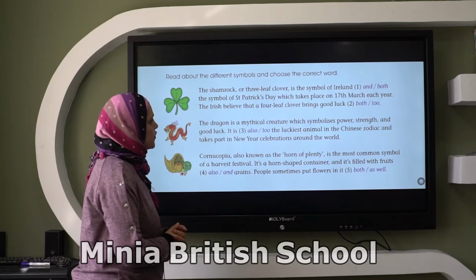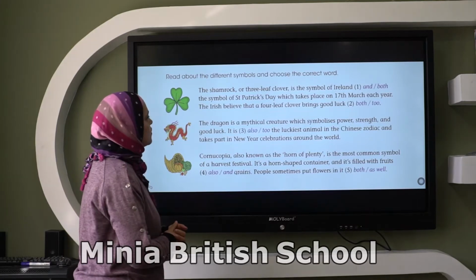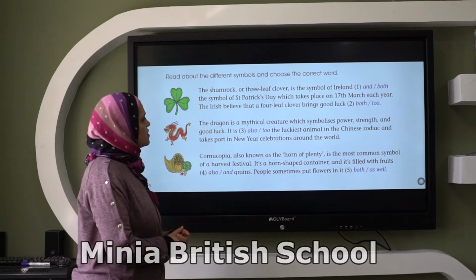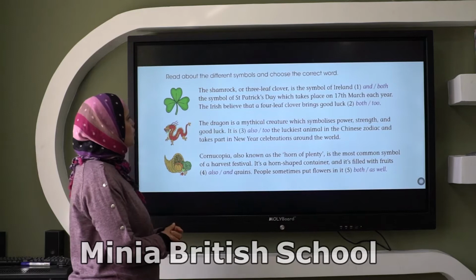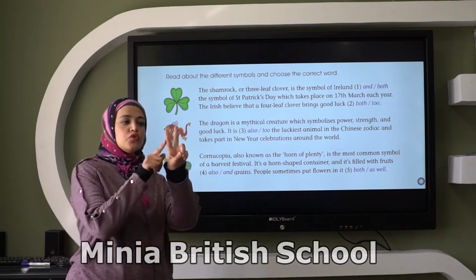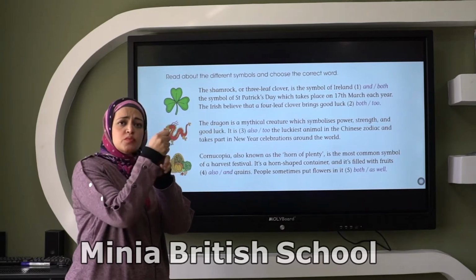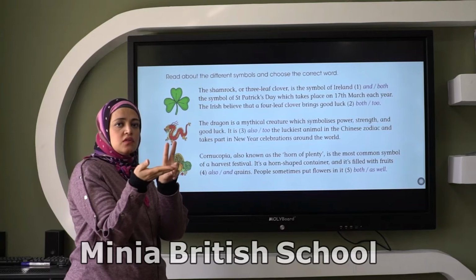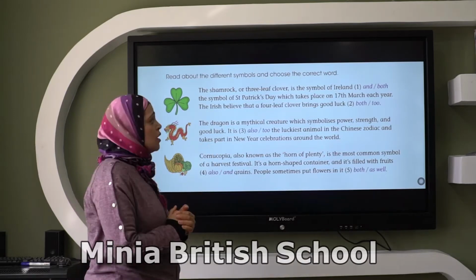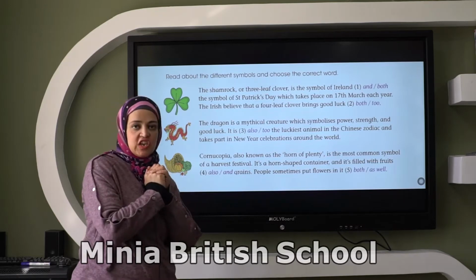Okay, the shamrock or three-leaf clover is the symbol of Ireland and or both the symbol of St. Patrick's Day, which takes place on 17th March each year. So the answer here would be what? Is the symbol of Ireland and or both? Actually it will be "and," because after "both" I should mention the two things I talk about, or the two people, or whatever the two are that do the action. I should mention both of them first. So I can't use "both" here because I separated between them. So I say the symbol of Ireland and the symbol of St. Patrick's Day.